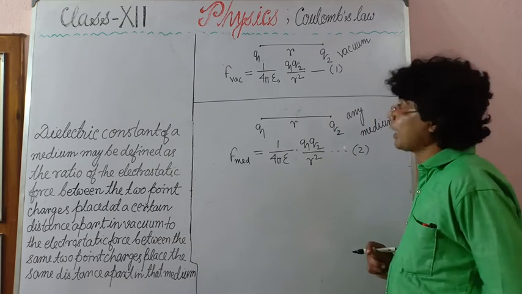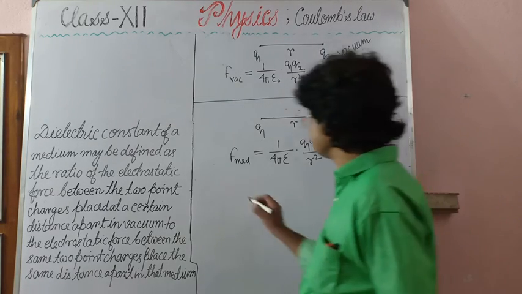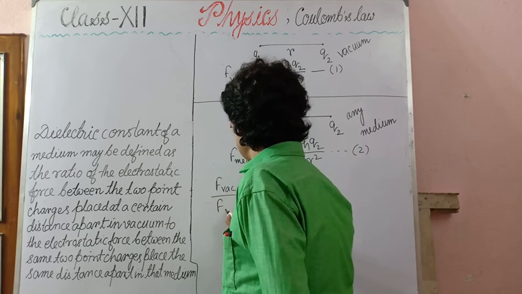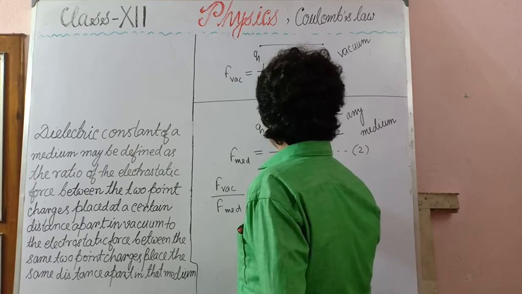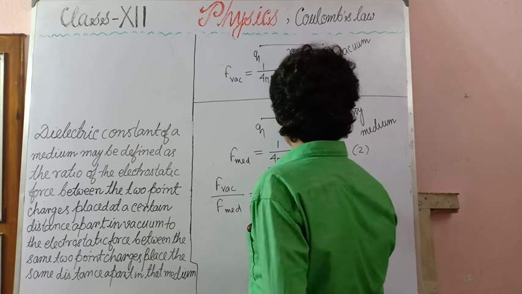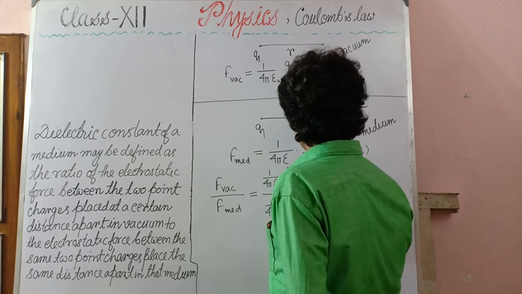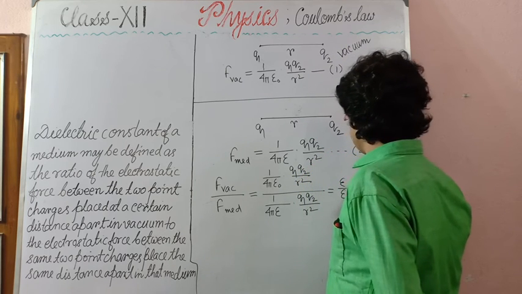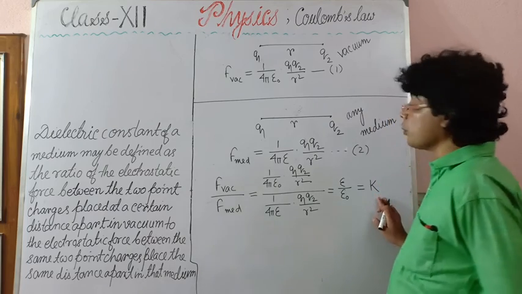Now, if we divide equation 1 by equation 2, then F vacuum by F medium equals 1 by 4 pi epsilon 0 Q1 Q2 by R square by 1 by 4 pi epsilon Q1 Q2 by R square, equals epsilon by epsilon 0, equals K, or dielectric constant of that medium.